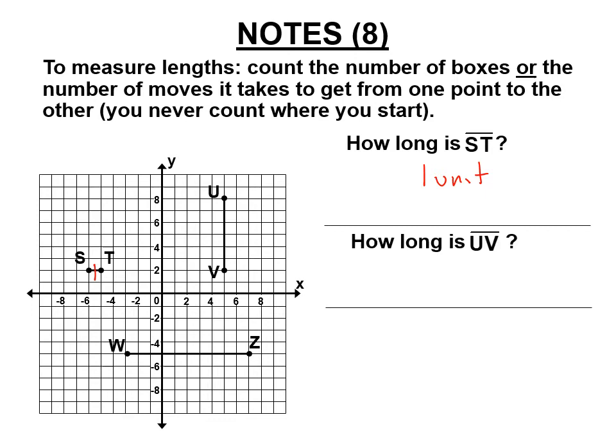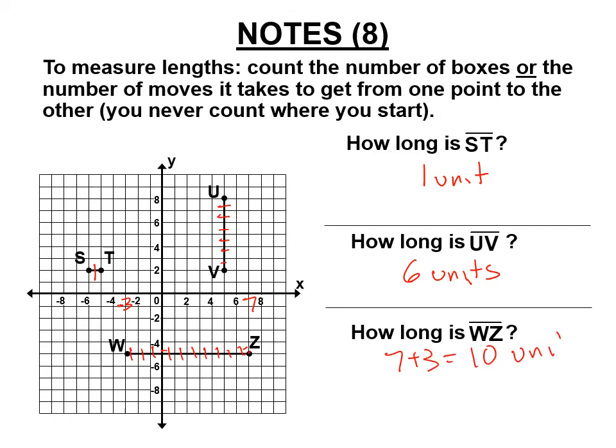All right, so how long is UV? You literally just have to count them. 1, 2, 3, 4, 5, 6 units long. And then you can guess WZ. Now one shortcut you can take: this is at -3, so it goes 1, 2, 3 to get there. This is at 7, so it must be 1, 2, 3, 4, 5, 6, 7 to get there. So it's 7 to get there and 3 to get there, right? You can just do 7 plus 3, and it's 10 units long, right?